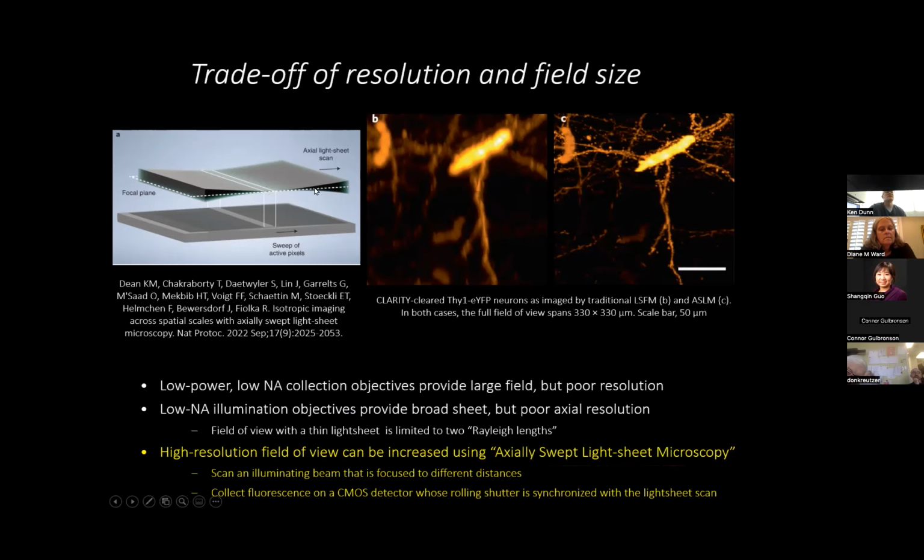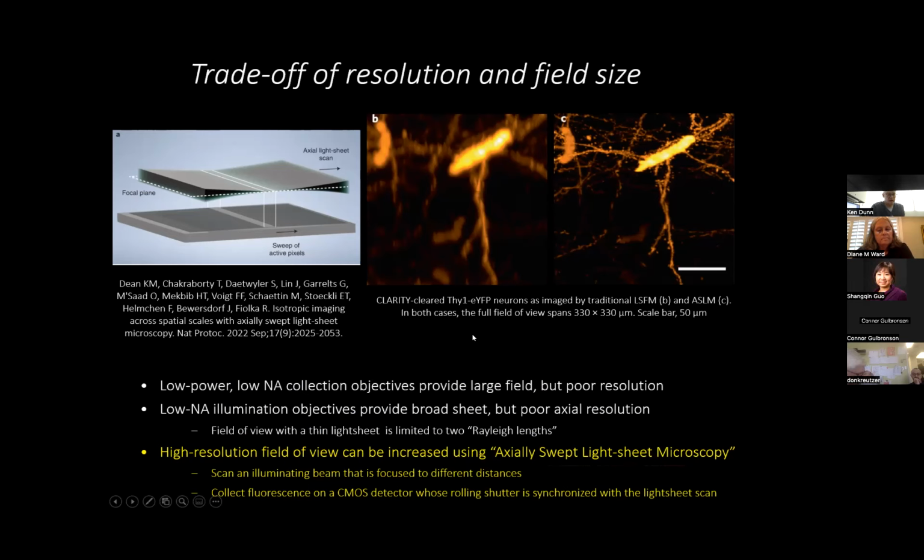I hope this is clear. Distances from the illuminating beam. And by doing that, you extend the width of the region that you can image at high resolution. So you scan an illuminating beam that's focused at different distances, and you collect the fluorescence on a CMOS detector whose rolling shutter is synchronized.